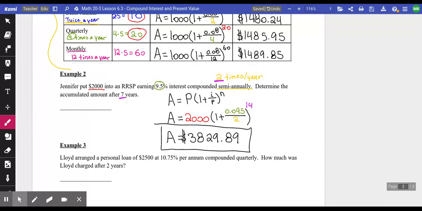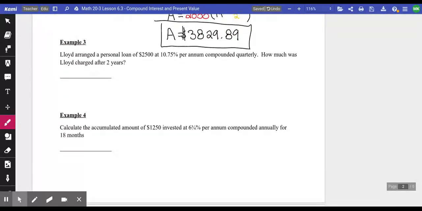Cool. Number 3. It says Lloyd arranged a personal loan of $2,500 at 10.75% per annum. That means per year, compounded quarterly. How much was Lloyd charged after 2 years? Okay, let's find out. So, A equals big P, 1 plus little i divided by little p, to the power of n. We put this into our formula.